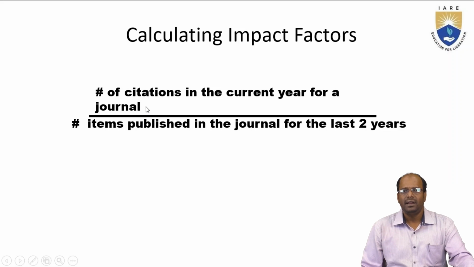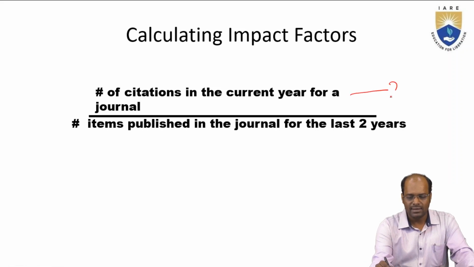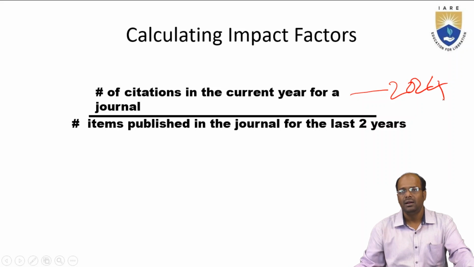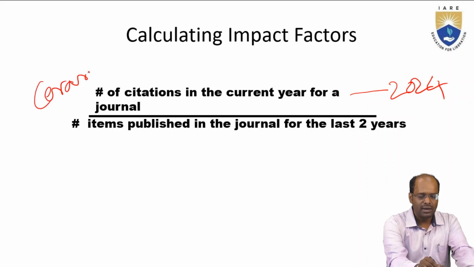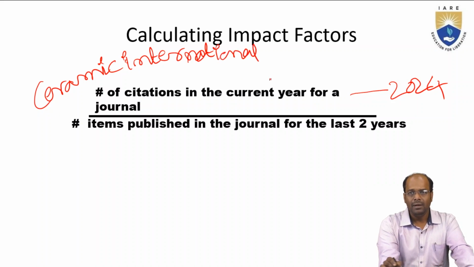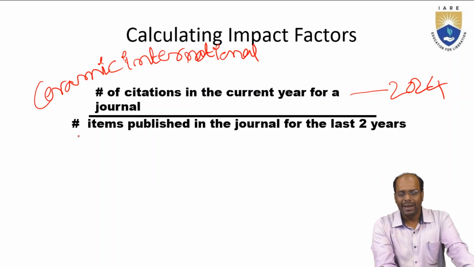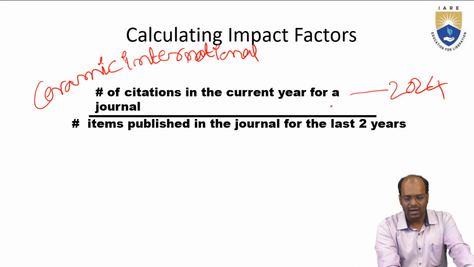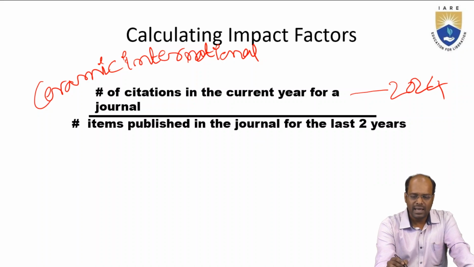It is a calculation of how we do it: the number of citations in the current year for a journal. Just assume the current year is 2024, and we are calculating the citations of that particular journal. Suppose you are taking the Ceramics International journal, a material science journal. In 2024 we are calculating the impact factor. Divided by the number of citations in the current year: how many citations are there in this particular year.